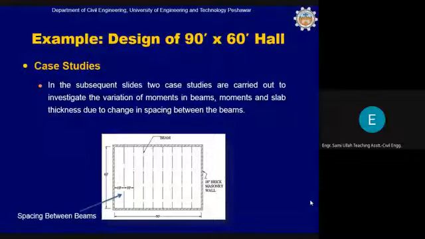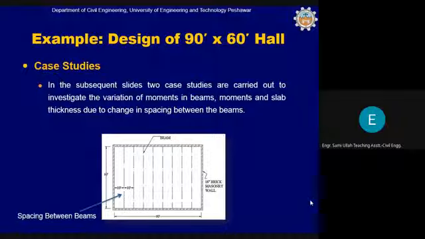You can ask a question: why is the distance between the beams kept as 10 feet? Why not 9 feet, 12 feet, 15 feet or so? Because in the beginning, when you start assuming a structural system configuration and provide beams at certain spacing, you need some guidance, and this guidance comes from experience. I will share with you in the next slides what happens when we increase or decrease the spacing between the beams, because this whole design will depend on the spacing between the beams.